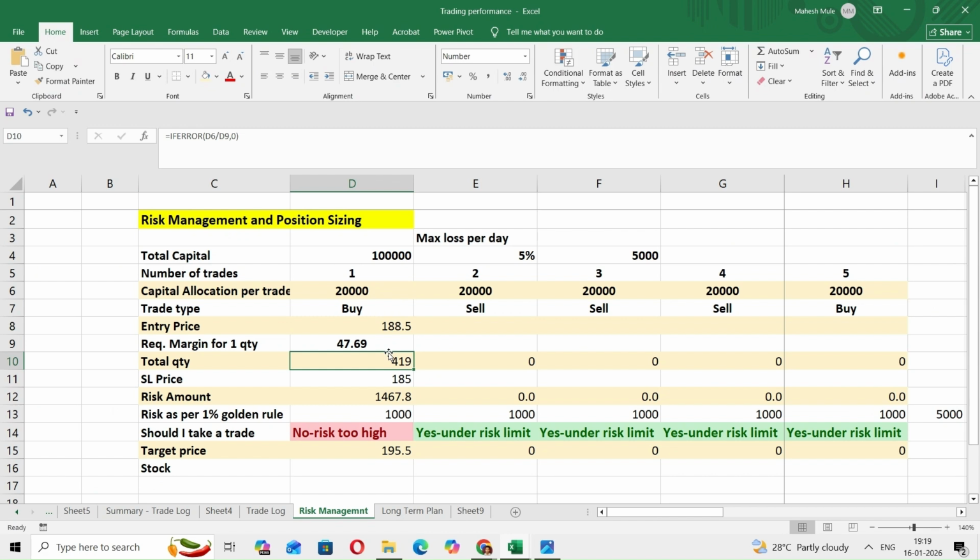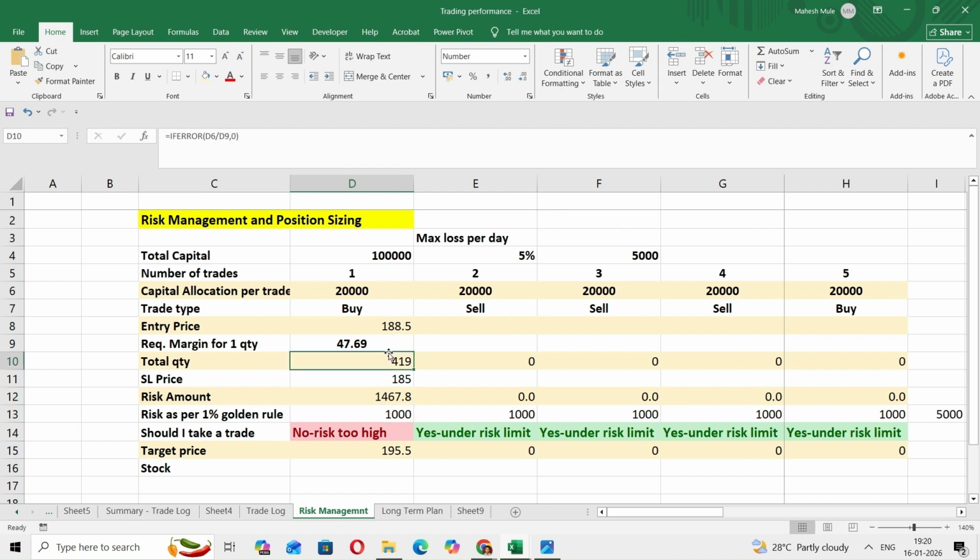If you see, if I put 185, my risk amount is 1467 rupees, which is exceeding my 1% golden rule. So I will immediately skip this particular stock. I will not enter into this trade. Though the setup is very promising, I don't mind because it is not following my rules. That's why I will skip this stock and move to the next stock, next setup, and find the setup.